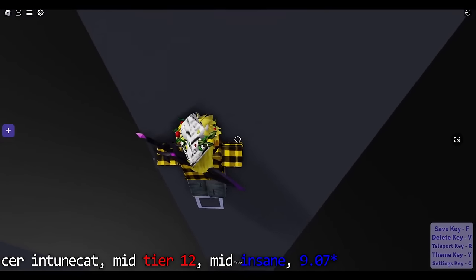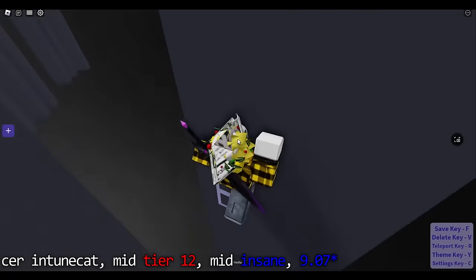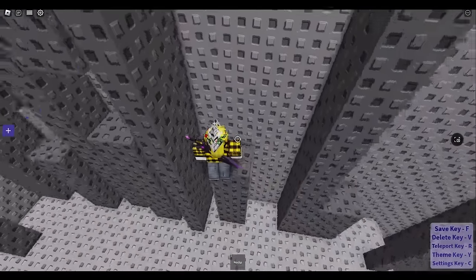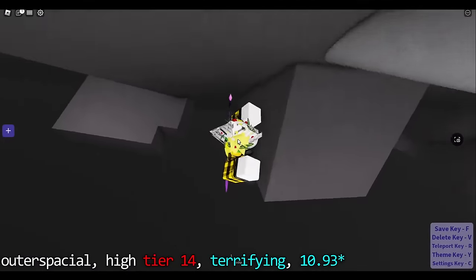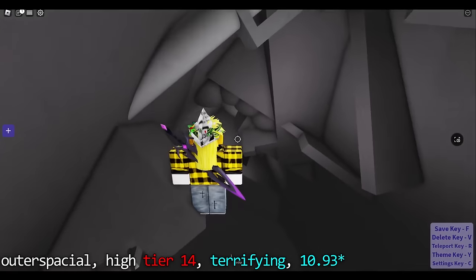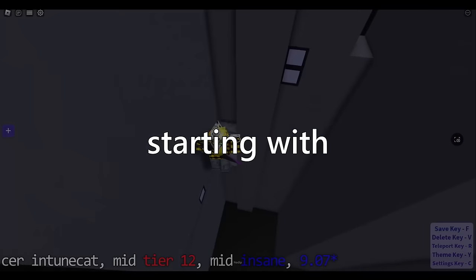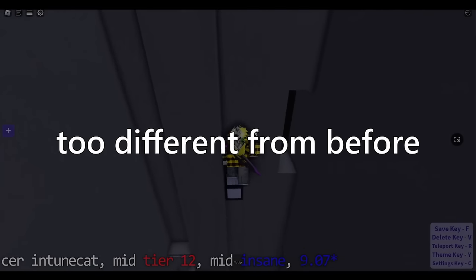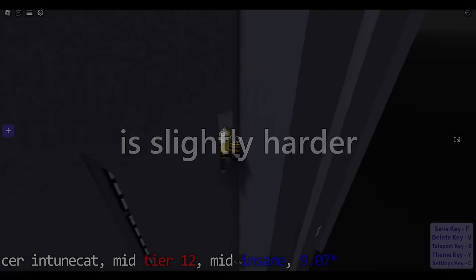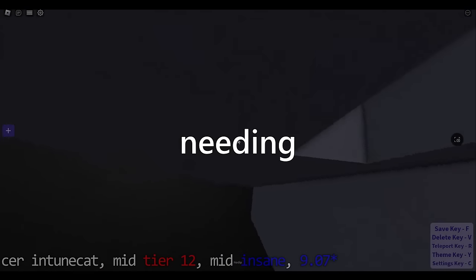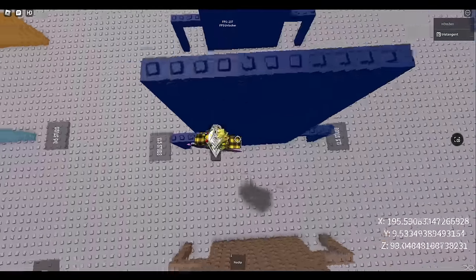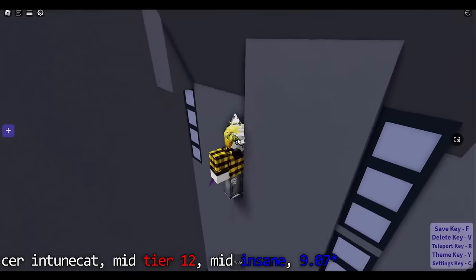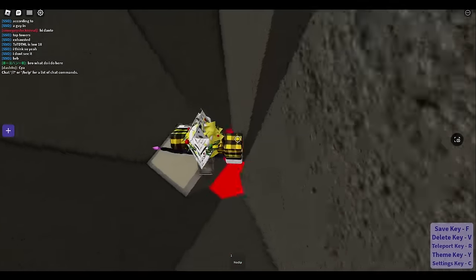Alright, this is where shit actually starts getting insane. Literally. All of these obbies from tiers 11 to 16 is the transition from relatively difficult to some of the jankiest, most unbearable, and nearly impossible gameplay that can feasibly be done by a human. Starting with tiers 11 through 13, or Insane High Extreme, it isn't exactly too different from before, however it is slightly harder of course. This is when you start needing to not only have good camera control, but also phenomenal timing for your jumps. You will also likely be seeing jumps that look like this, where you may not know where to land at a first glance.